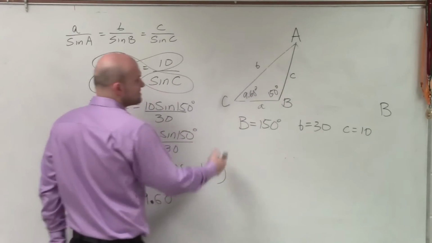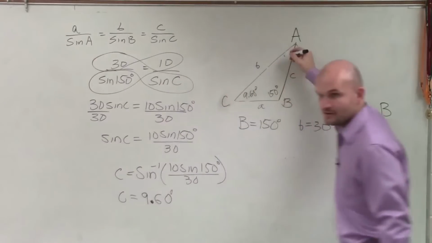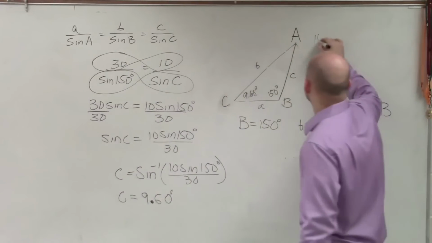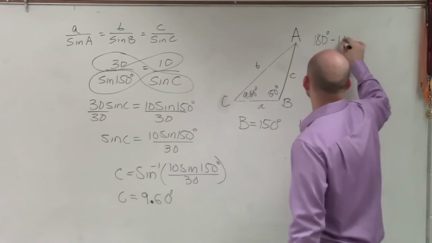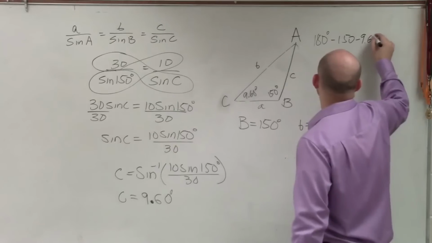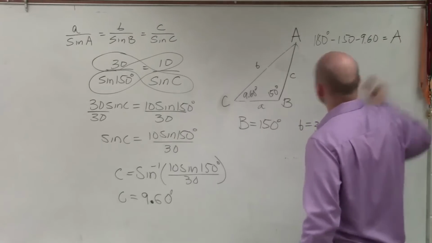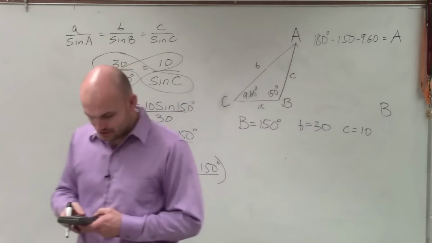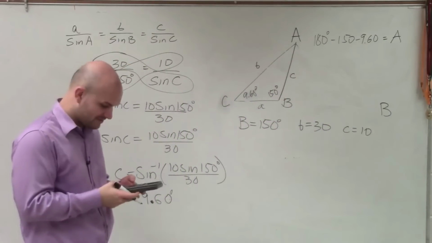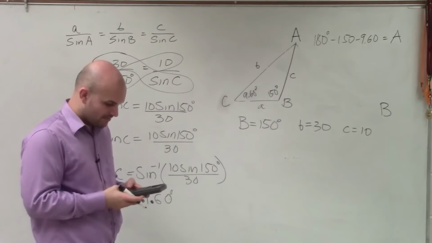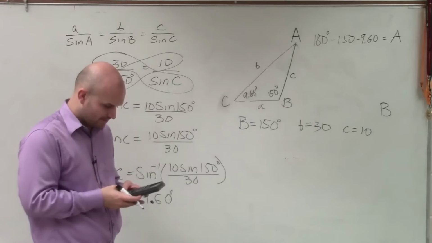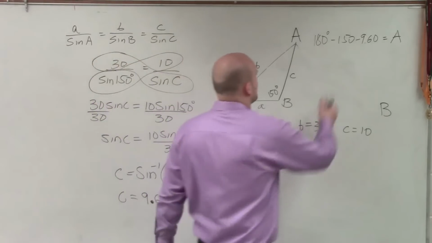So therefore, I have this. Now, is it possible for me to find this value? Yeah. It's really 180 degrees minus 150 minus 9.60 equals angle A, right? So then I'll just take 180 minus 150, which is 30, minus 9.60. And I get 20.4.